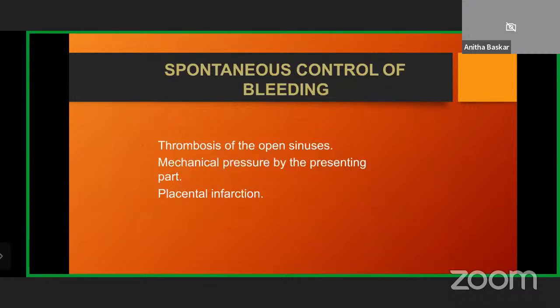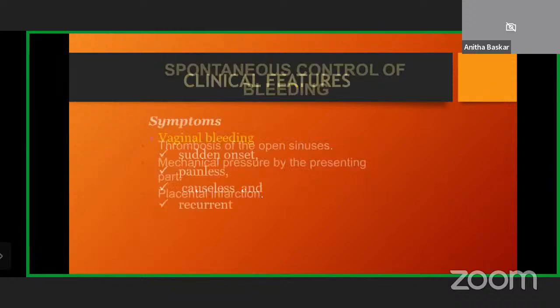What is the main reason for spontaneous control of bleeding? Here in placenta previa, the main differentiation from abruption is that spontaneous stoppage of bleeding will be there. What is the reason behind it? There is a thrombosis of open sinuses, and there is pressure by the presenting part and placental infarction. These are the classical features of the clinic.